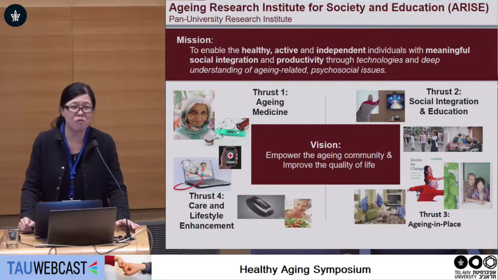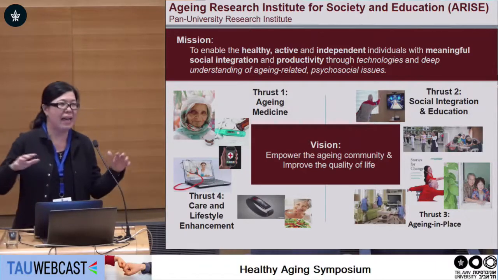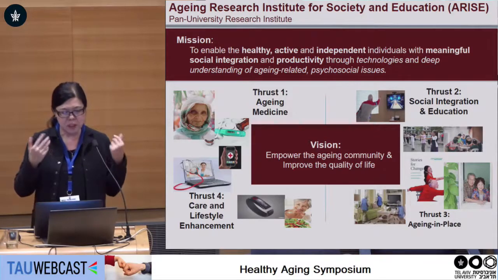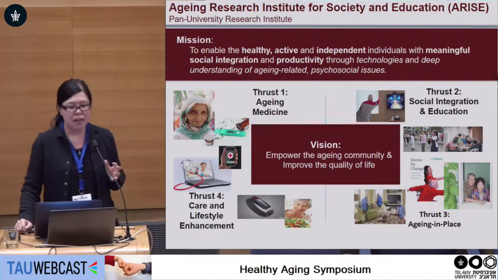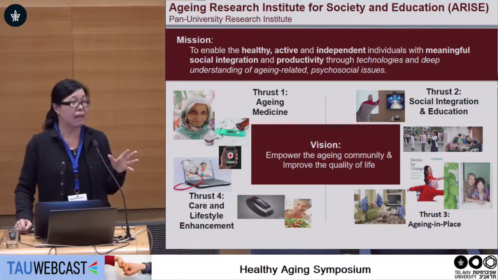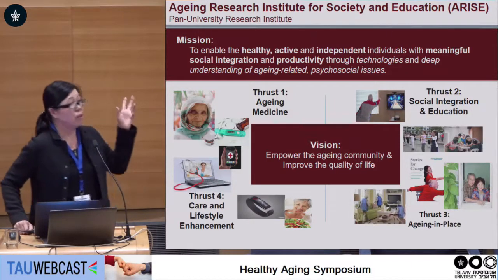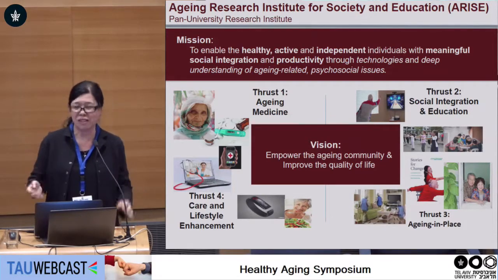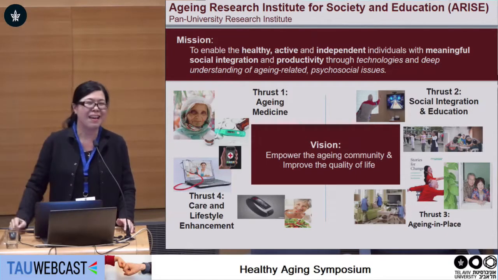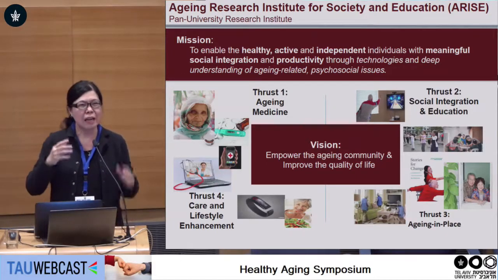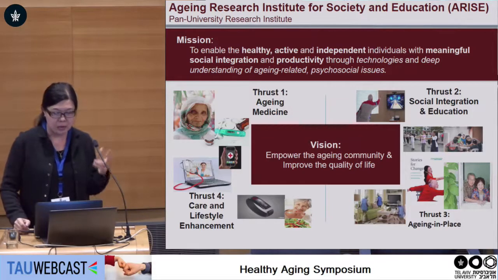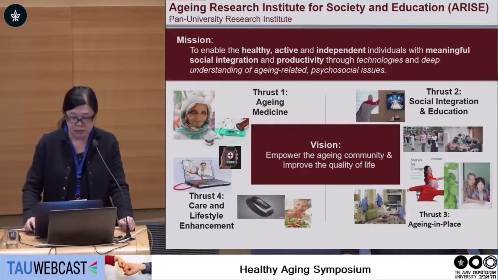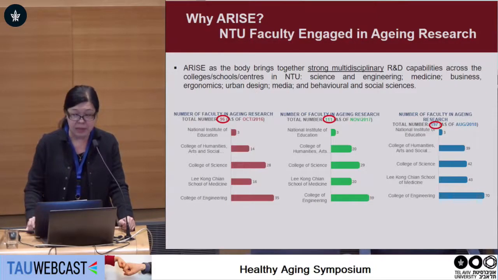When I was asked to write the white paper, we looked at research within NTU. We mapped it bottom up. There were 4 thrust areas of folks working in aging-related work. Thrust 1 looks into aging medicine, so a lot of the work that we have heard during this conference and in the Dead Sea summit, we have colleagues working in those areas. Thrust 2, social integration, education. Thrust 3, aging in place. Thrust 4, lifestyle care and lifestyle enhancement.